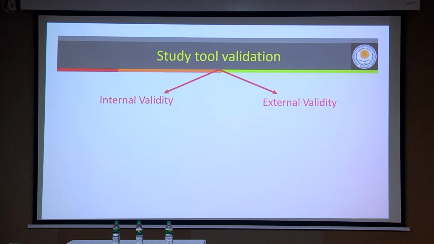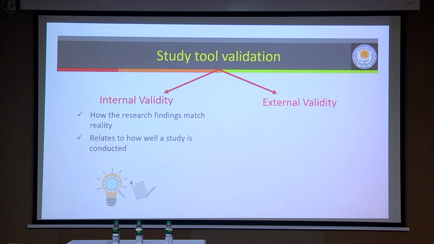There can be two types of validity, that is internal validity and external validity. In internal validity, it's about how the research findings match reality, or how well a study is conducted. Like you use it within the study participants and you make sure that all of them give definitive results when you use the particular study tool.